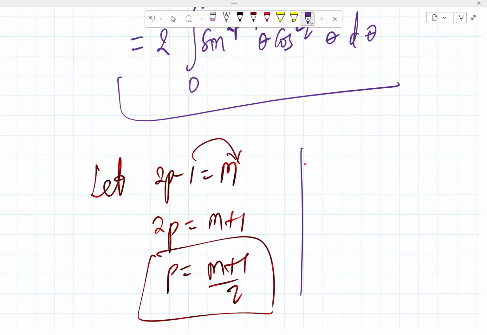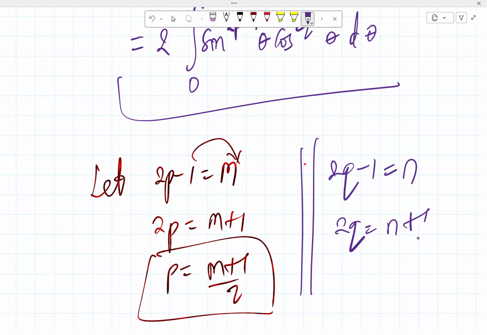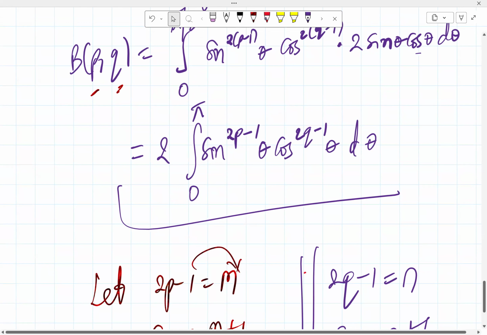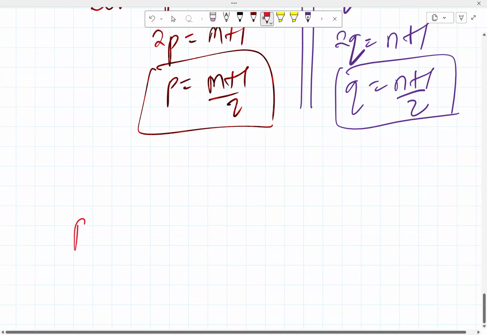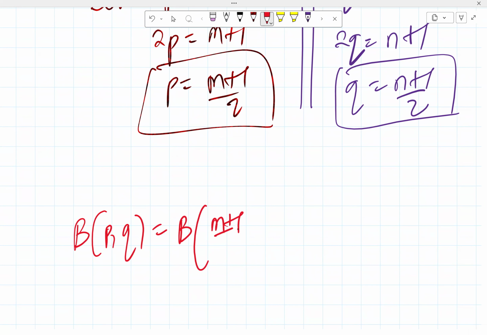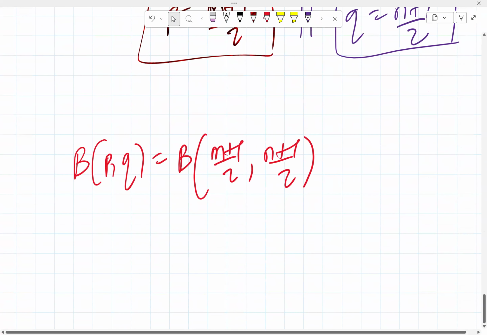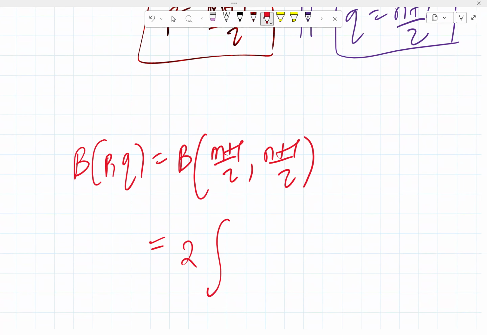On the other hand, we have 2q minus 1 equals n. So that means 2q is equal to n plus 1, so q is n plus 1 all over 2. So in essence now, beta pq becomes beta of m plus 1 over 2, n plus 1 over 2. And then on the other side we have the integral. So let's say beta pq implies this, right?